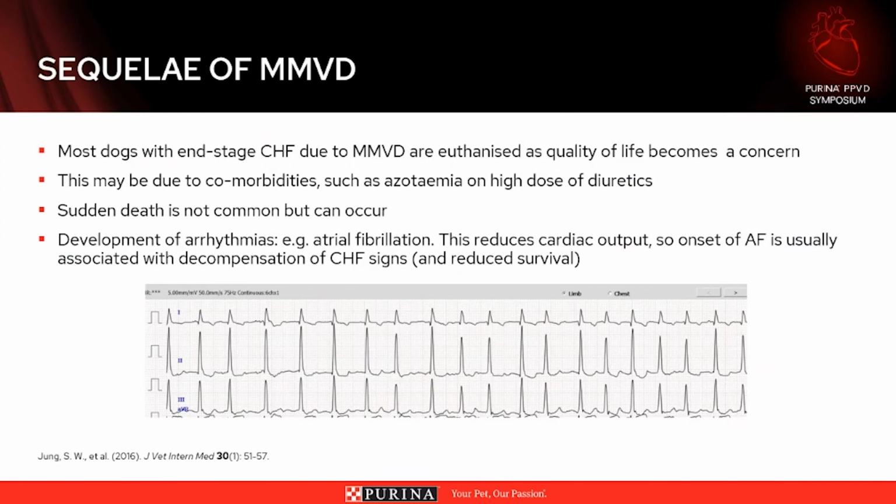One of the things that can lead to sudden decompensation is the onset of atrial fibrillation, and as we've already said, this is a bad prognostic indicator, and we can see it even in small breed dogs because of the degree of atrial stretch. By losing that atrial contribution to ventricular filling, we reduce our cardiac output and they will decompensate.